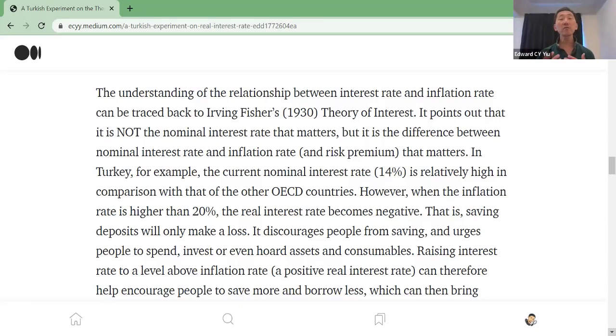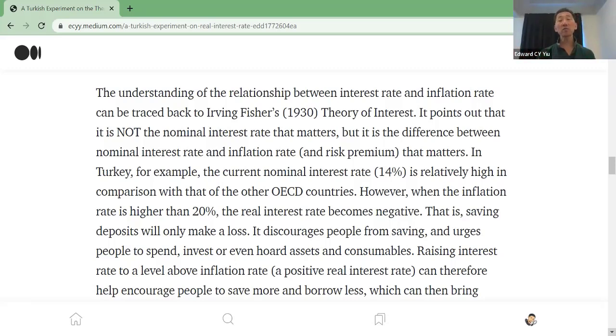So he points out, in my interpretation, that it's not the nominal interest rate that matters, but the difference between the nominal interest rate and the inflation rate and risk premium that matters. The difference between the nominal interest rate and the inflation rate is called the real interest rate. Let's go back to Turkey's case.